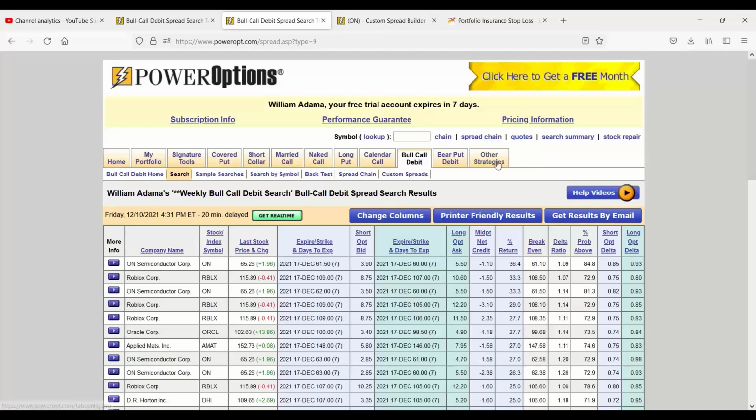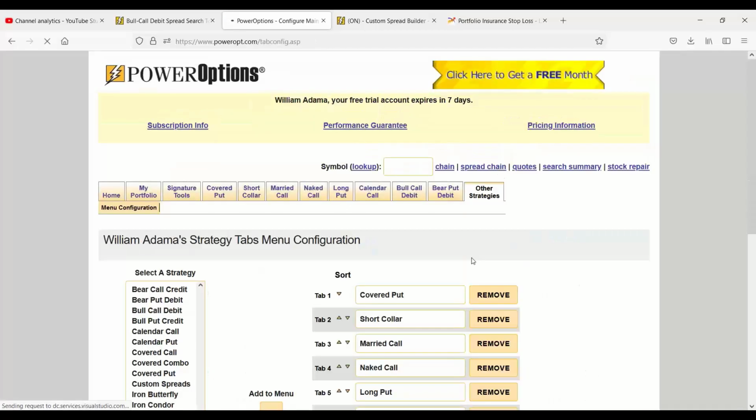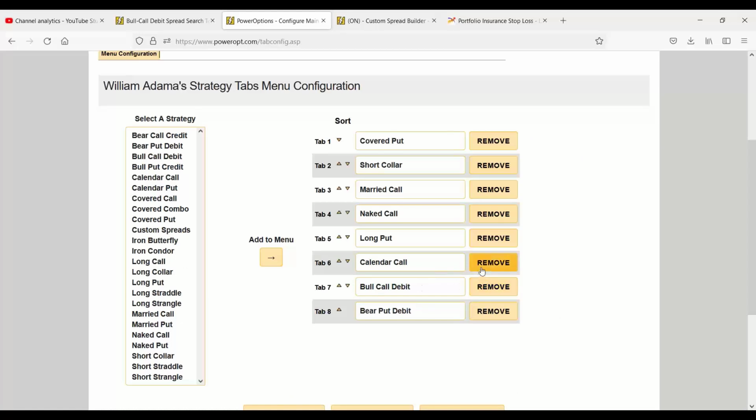Okay? In a way. Let me go back to bull put credit spreads. And let's take out, I'm not going to do short collar. I know that so far for today, no one's asked a question about short collar. So let's go into bull put credit.